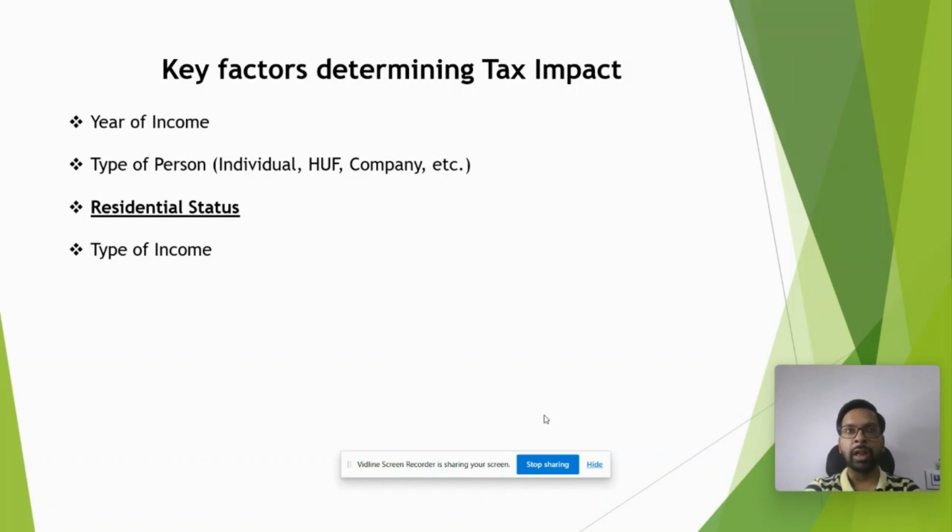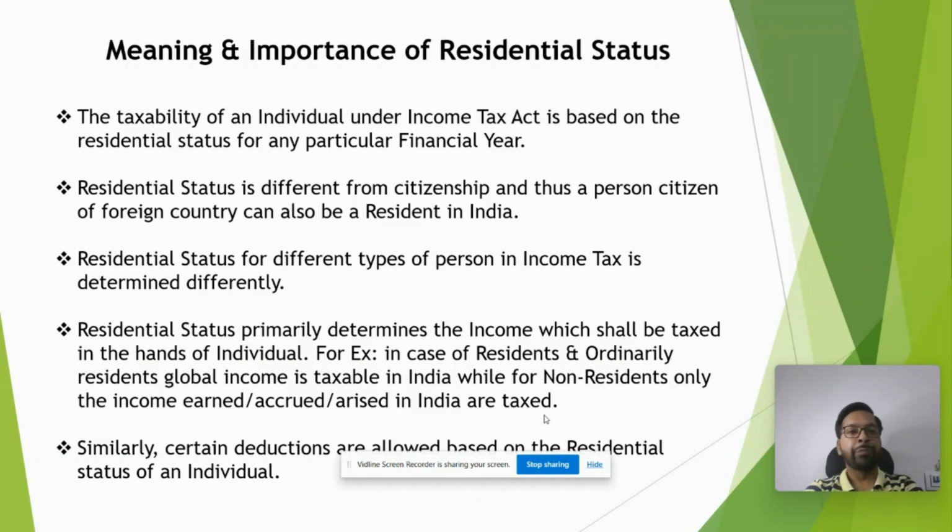Then four is the nature of the income or the type of income. So if it is a business income, you will get certain deductions under different sections. If it is other source income, it will be taxed as per different rates applicable to different other source incomes. So these are some of the key factors which determine your overall tax impact. Because we are focusing on residential status, we will have a look at how residential status determines your overall tax liability. So, what is the importance of residential status?